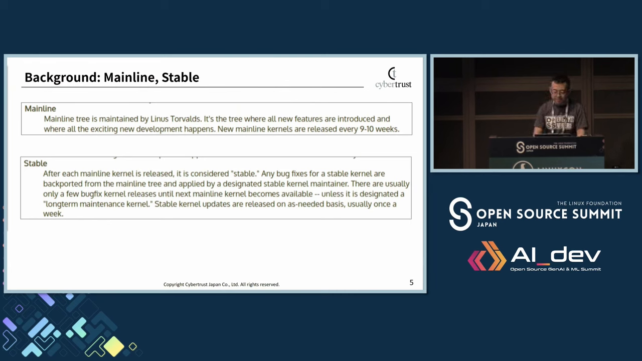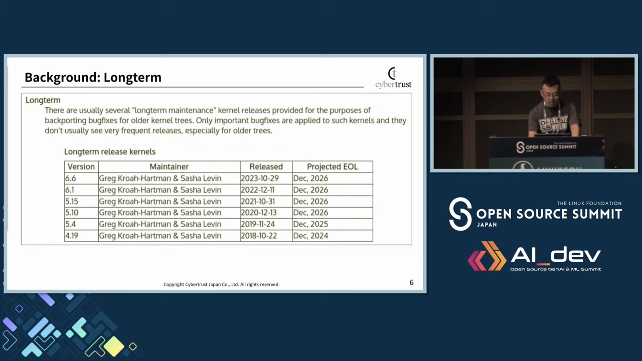The first is mainline. This is a tree maintained by Linus, as everyone knows, with the main kernel developers. Many features are developed and merged into this tree. New kernels are released every 9 or 10 weeks. The next is stable. After a mainline kernel is released, it is maintained as stable until the next mainline kernel is released. Any bugs fixed for a stable kernel are backported from the mainline tree and applied by a designated stable kernel maintainer. Finally, long term.